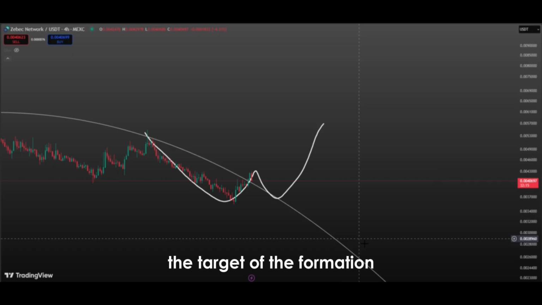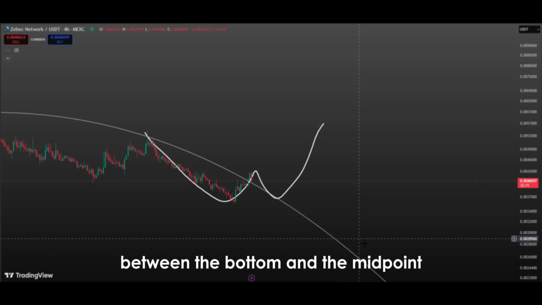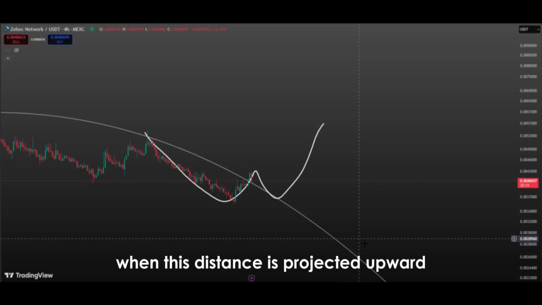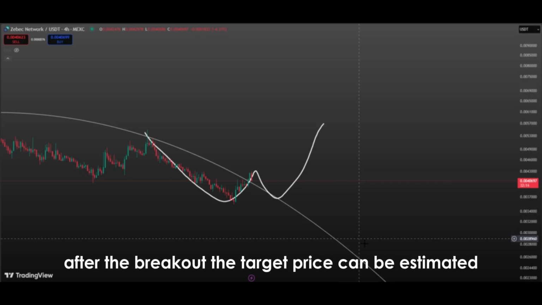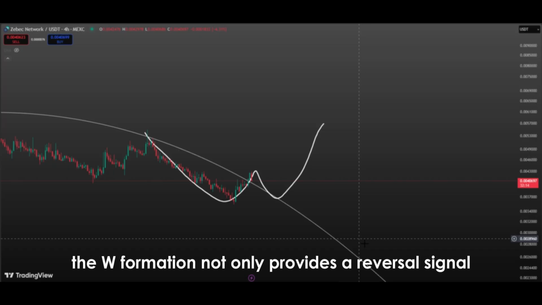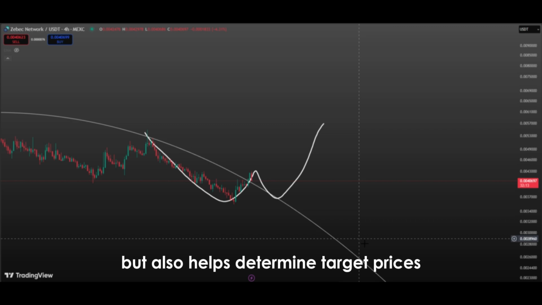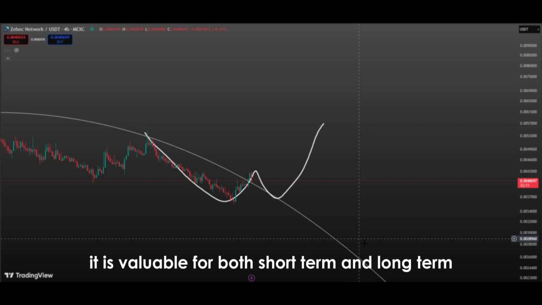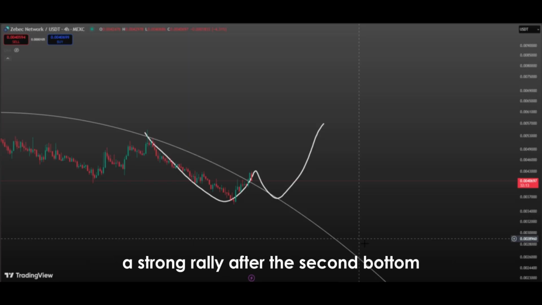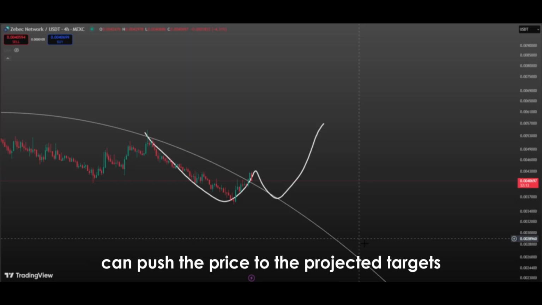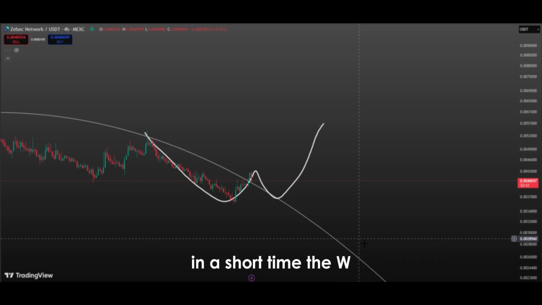The target of the formation is usually the distance between the bottom and the midpoint. When this distance is projected upward after the breakout, the target price can be estimated. Thus, the W formation not only provides a reversal signal, but also helps determine target prices. For this reason, it is valuable for both short-term and long-term investors. Especially a strong rally after the second bottom can push the price to the projected targets in a short time.